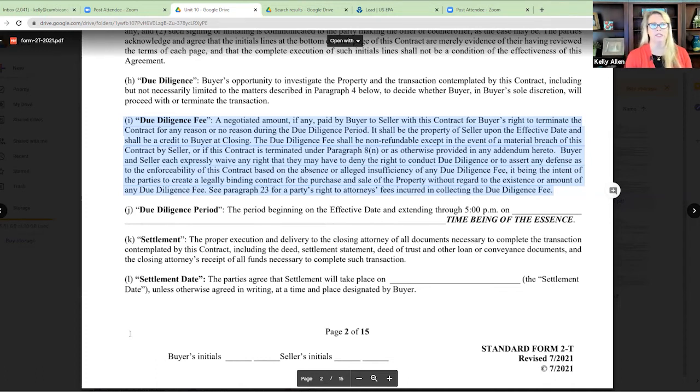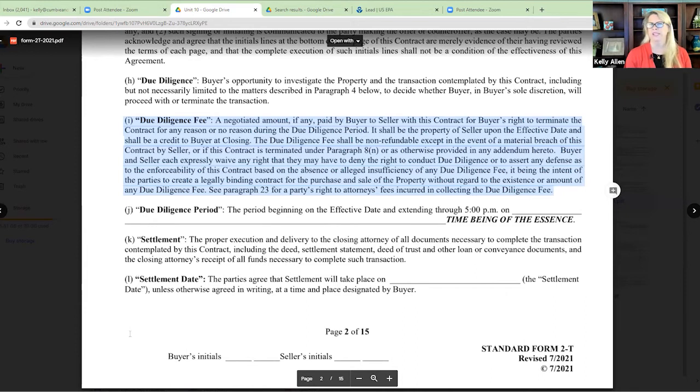All right, so let's slow down and look at this top part again. The due diligence fee is a negotiated amount, so it's always going to be different. There's no standard. And it says, if any, so it could be zero, paid by the buyer to the seller with this contract for the buyer's right to do what? To terminate the contract for any reason, any reason, or no reason at all.